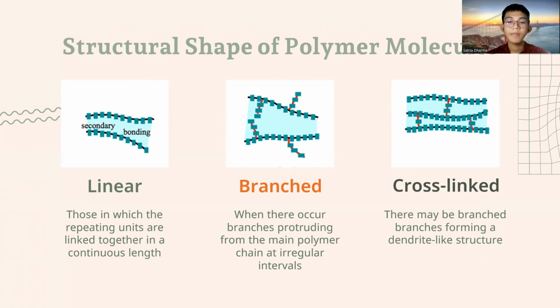Cross-linked polymers resemble a ladder, with chains linking from one backbone to another. So unlike linear polymers, which are held together by weaker van der Waals forces, cross-linked polymers are tied together via covalent bonding.